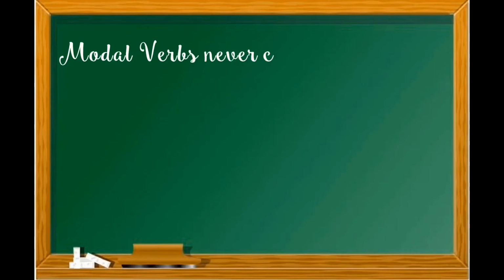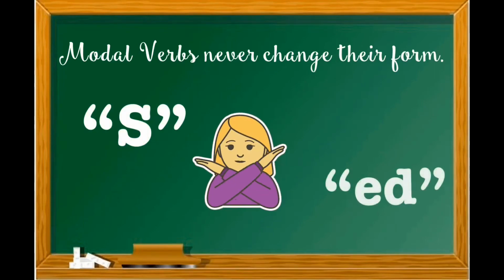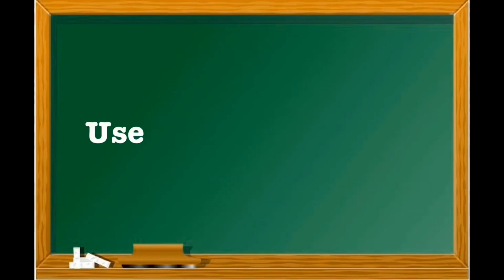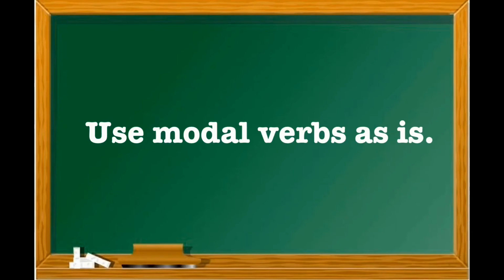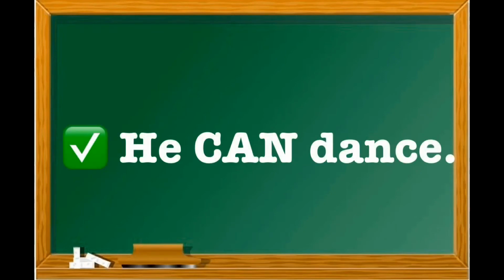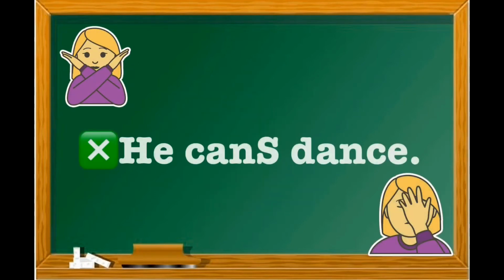1. They never change their form. You cannot add s or ed or ing. You have to make sure to use the modal verbs as is. For example, he can dance. This is a correct sentence. It will be wrong to say he can's dance because here the student put the extra s.